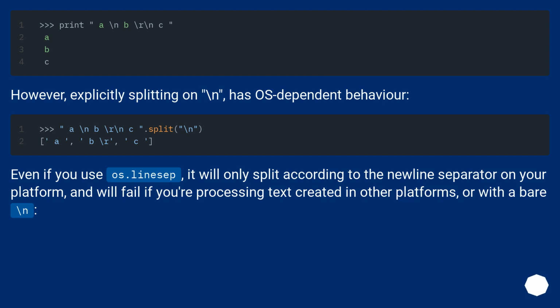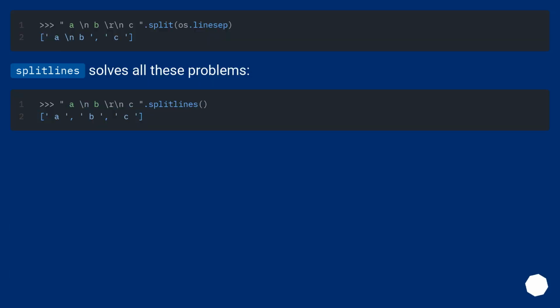However, explicitly splitting on \n has OS-dependent behavior. Even if you use os.linesep, it will only split according to the new line separator on your platform, and will fail if you're processing text created in other platforms, or with a bare \n. Splitlines solves all these problems.